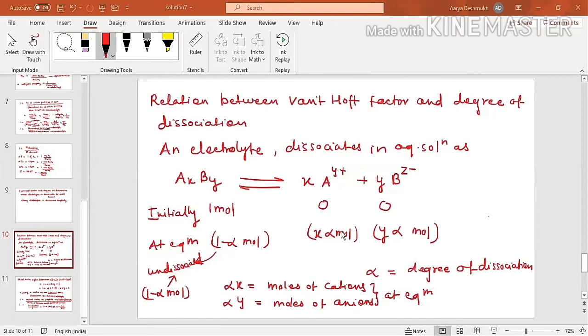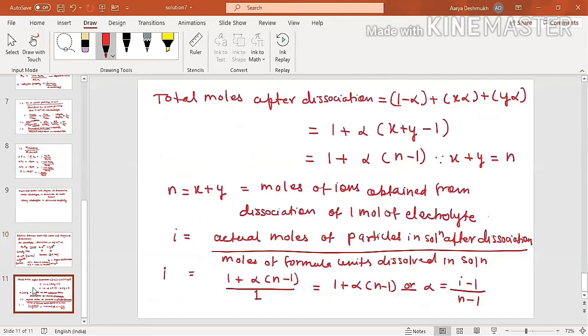This is the number of moles of A, and this is the number of moles of B after dissociation. And this is 1 minus alpha, the number of moles of AB which remain undissociated. Now, the total moles after dissociation: how much is there after dissociation? 1 minus alpha plus x alpha plus y alpha. The addition of these three will be the number of moles after dissociation.